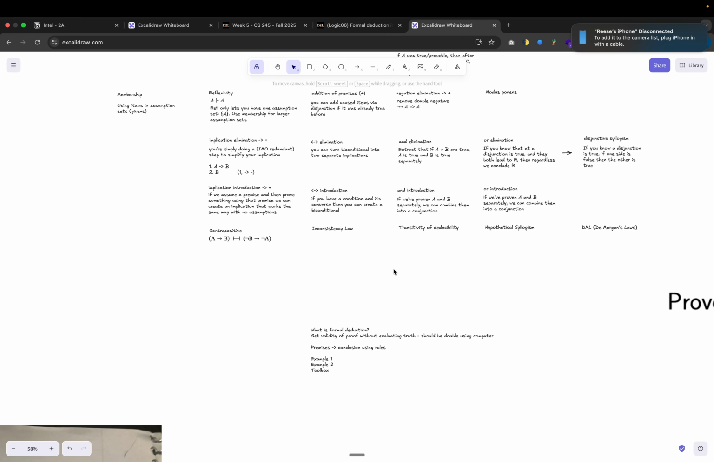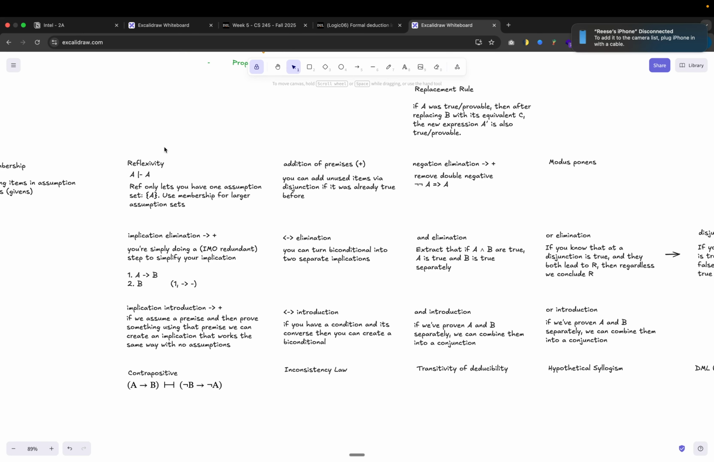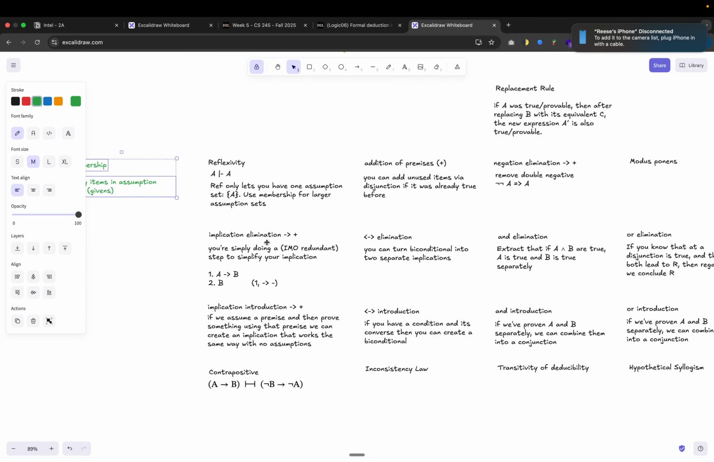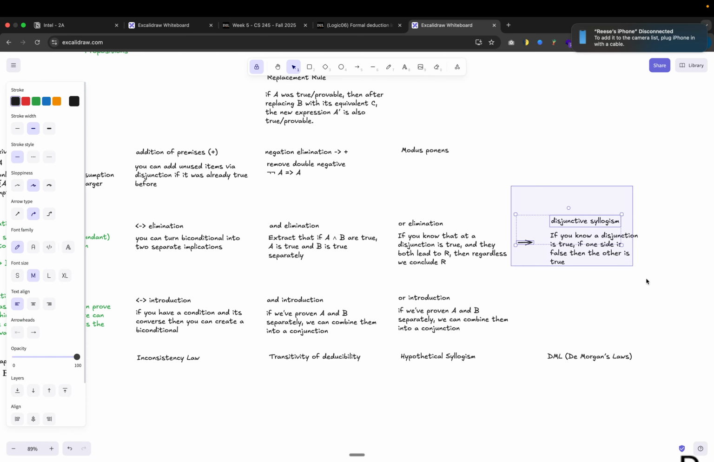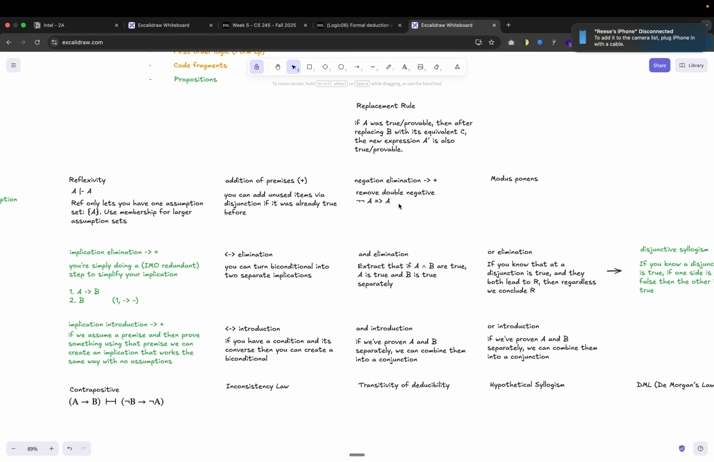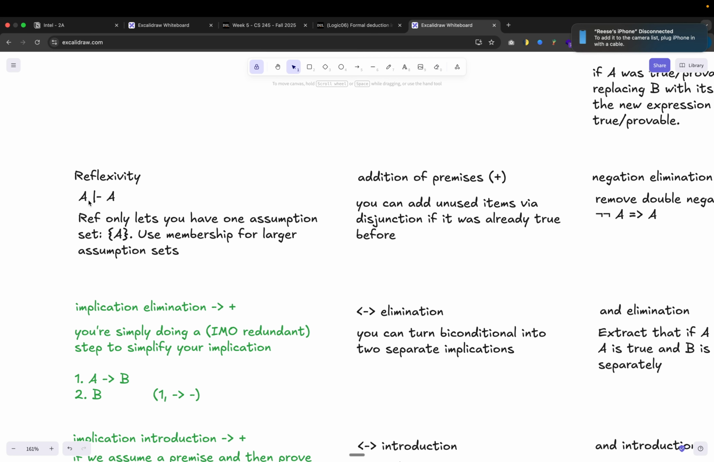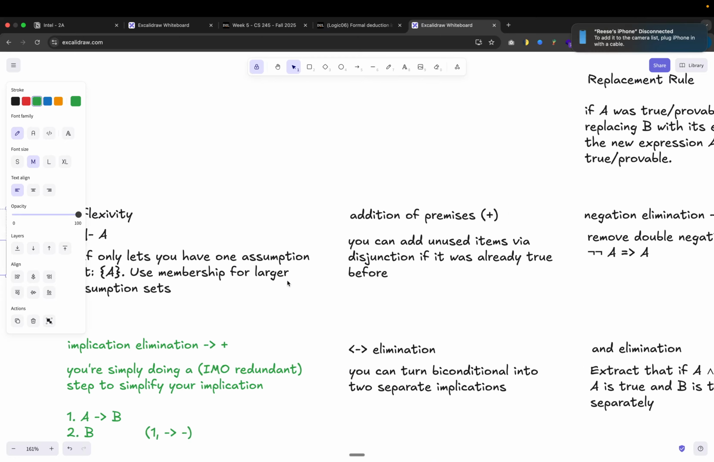So now at this point we're done both examples. Let me just go through the ones we already used. So we used membership, we used implication elimination, we used implication introduction, we used disjunctive syllogism. And so let me talk about these other ones. Reflexivity, once again, you have A and it implies A. I think this is more useful for the smaller proofs of the other proofs, because membership is super used and membership uses it.